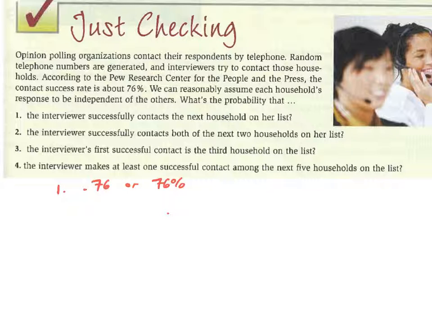Okay? Straightforward. The second one says the interviewer successfully contacts both the next two households. So it's A and then B, or A and B. They're in order. It's two trials, and they're both successful, so you want to multiply those. So that's going to be probability of successful on the first and successful on the second. See, I said and. It didn't say or. It didn't say is she going to be successful on the first or the second. It said the first and the second. So you're going to take that 0.76 and multiply it by 0.76. This represents the first house. That represents the second house. And then 0.76 times 0.76. Somebody help me out. 0.5776. Okay?